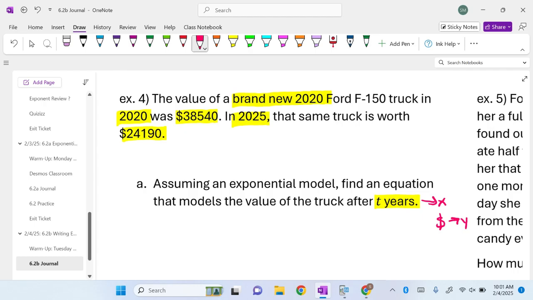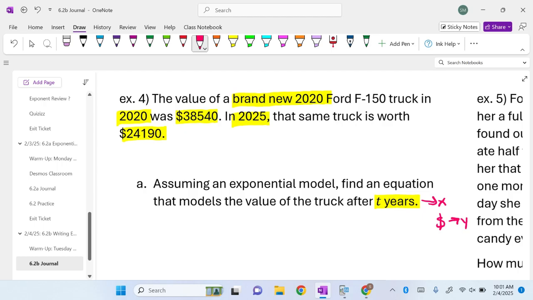So years is your x, the amount is your y. Let me ask you this. Let's try and figure out what our x values are for these 2 points, because they did give us 2 points here. They're just not ultra obvious.